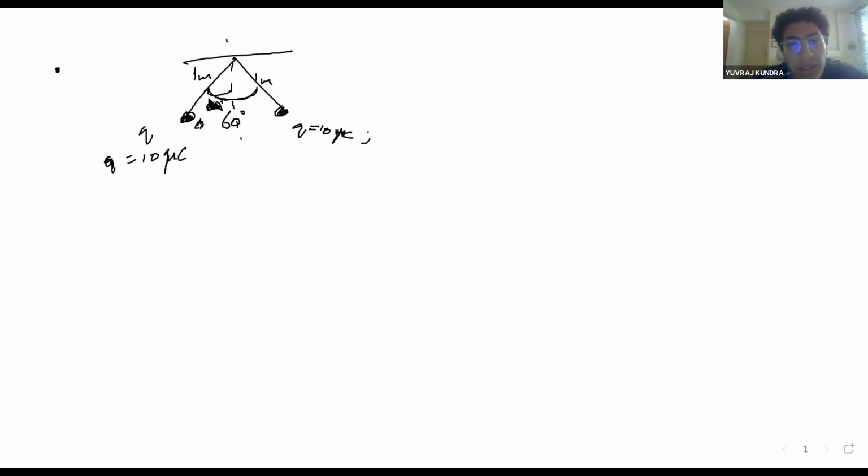This is 60 degrees, and what they have given is: what is the tension in the threads? So what I did was that I first took the value of k equal to 1 by 4 pi epsilon naught, which is equal to 9 into 10 raised to power 9 newton meters squared per coulomb squared. Afterwards, I didn't know how to proceed, so I proceeded in another way. I put k q square upon r square equal to T. I did it that way.